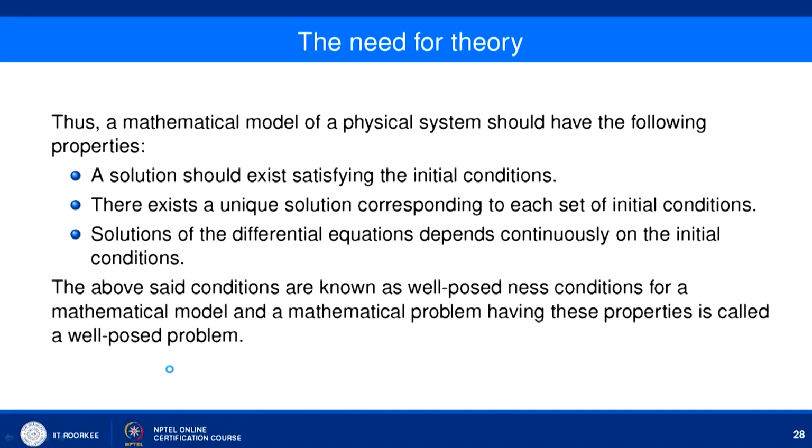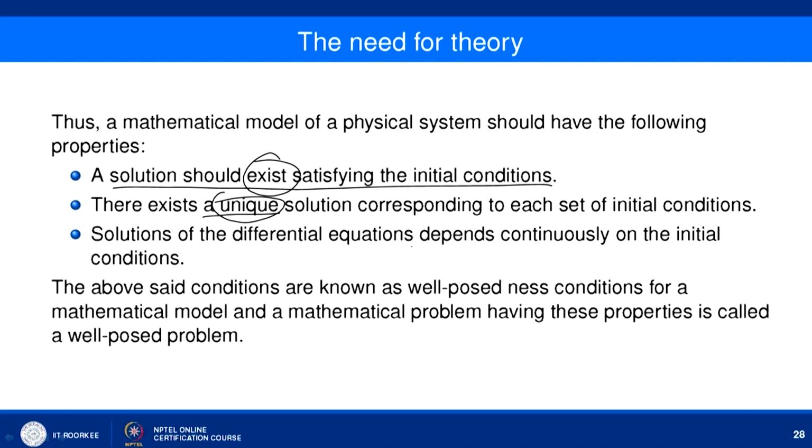If we want to summarize, a mathematical model of a physical system should have the following properties. The first property is that a solution should exist satisfying the initial condition. Second, there exists a unique solution. So the first is existence and the second is uniqueness of the solution corresponding to each set of initial conditions. If we have one set of initial conditions, we have a unique solution. If we have another set of initial or boundary conditions, we have another solution, and that is unique.